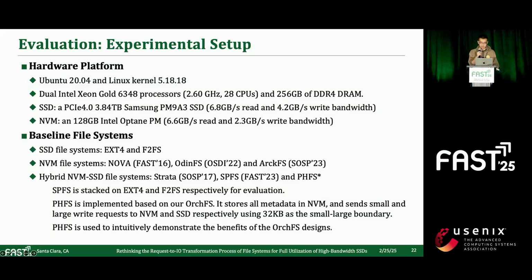Now let's look at the experimental results. We set up 3 categories of file system as baseline for comprehensive comparison. For the SSD file system, we choose ext4 and f2fs. For NVM file system, we choose Nova, ODINFS, and ArcFS. For hybrid file system, we choose Strata, SPFS, and PHFS. Note that we implement PHFS based on ORCFS. It places all metadata on the NVMs and uses NVM to handle small writes and SSD to handle large writes. PHFS is used to demonstrate the design advantage of ORCFS.